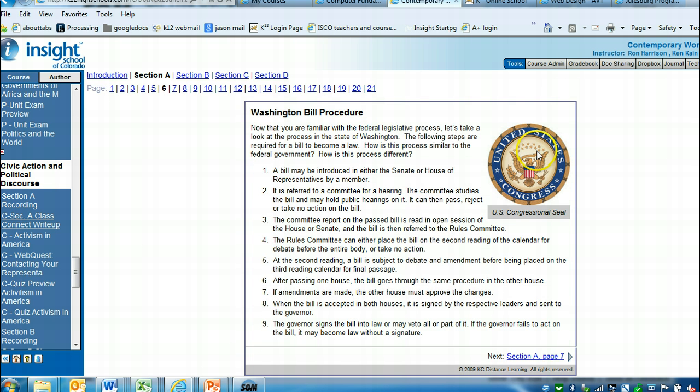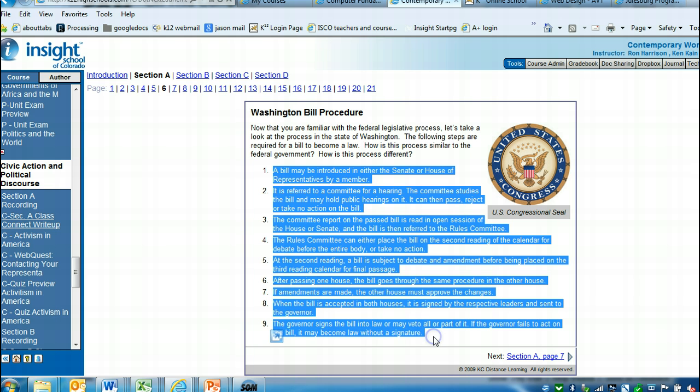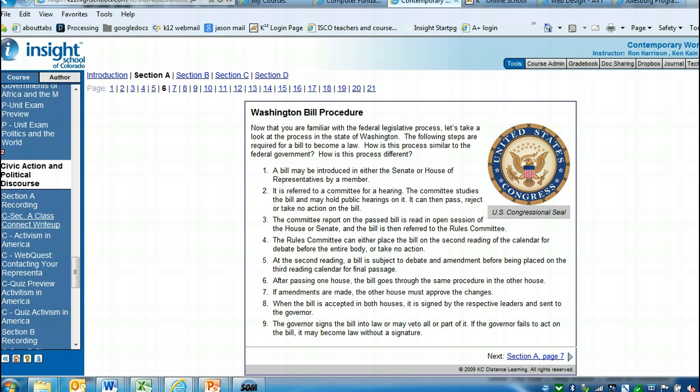And this is the procedure for the state of Washington to pass a bill. So you can go down this whole list, and once you go down that list, you can compare it to what you learn about how a federal bill becomes a law. And they're probably very similar in the way they work.